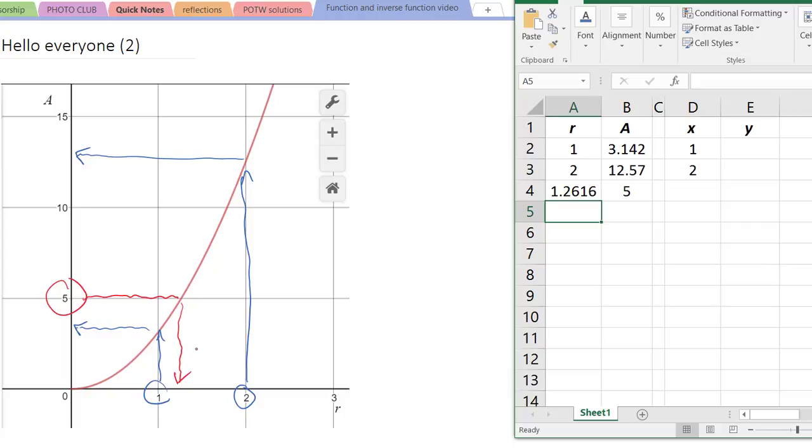So the one graph can be used for the area as a function of r, and also for r as the inverse function of A. Both of those relationships, they're really the same relationship, but the one graph shows all of it.